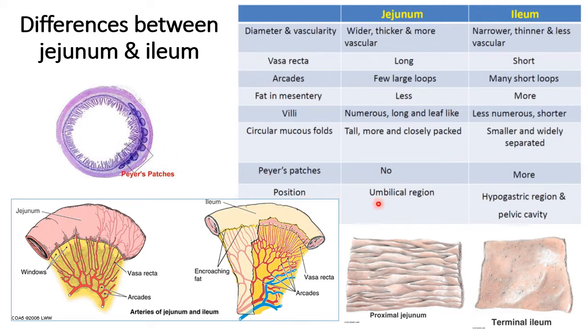Now you can also note where you find these two structures mostly in the abdominal cavity. The jejunum is usually around the umbilical region, while the ileum is much lower in the hypogastric region, and its loops also extend into the pelvic cavity. So these are the differences between ileum and jejunum in terms of these features.